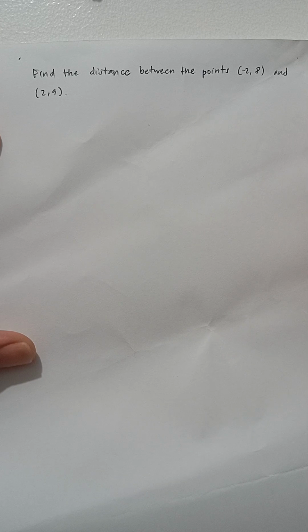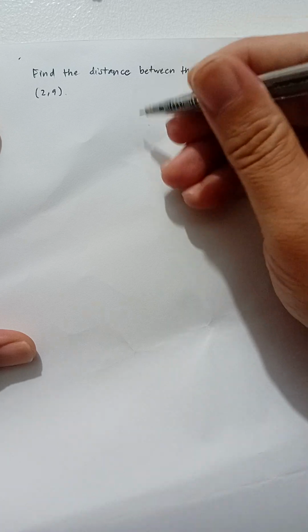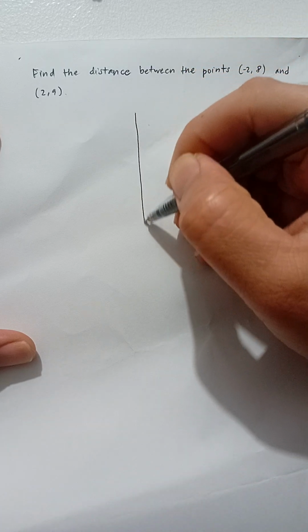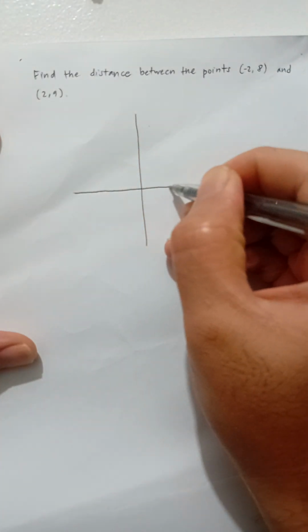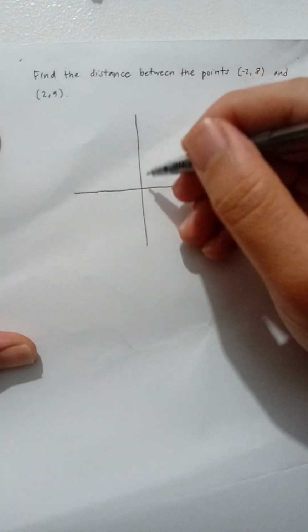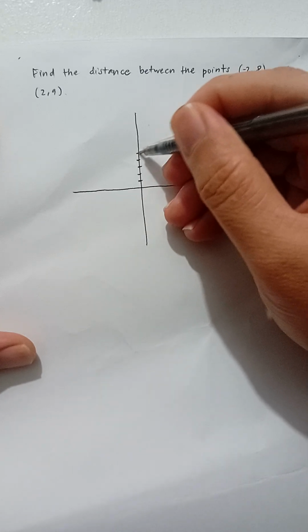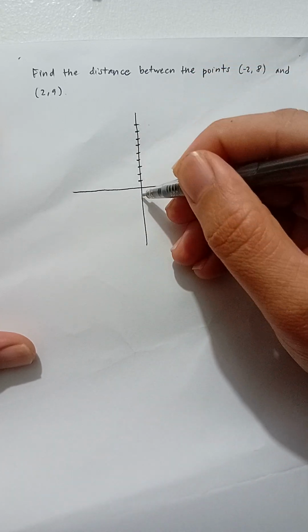Today I'm going to show you how to solve this problem. Find the distance between the points (-2, 8) and (2, 9). To help you visualize these points, we can have this Cartesian plane. Okay, 1, 2, 3, 4, 5, 6, 7, 8, 9.